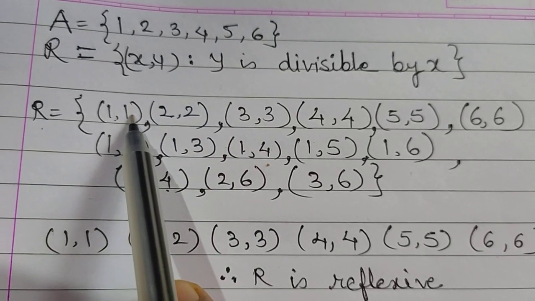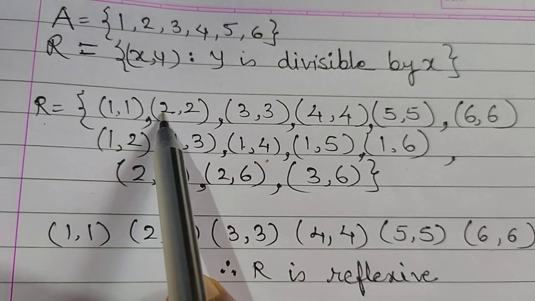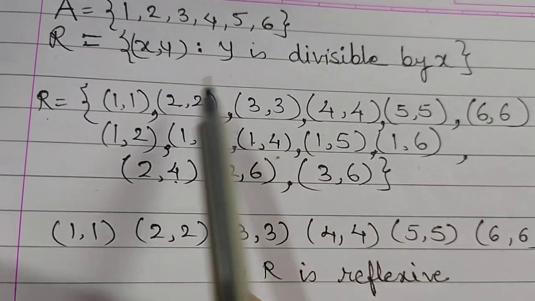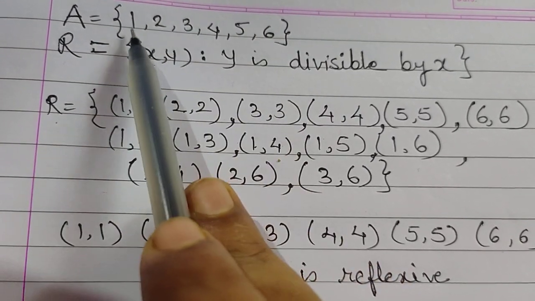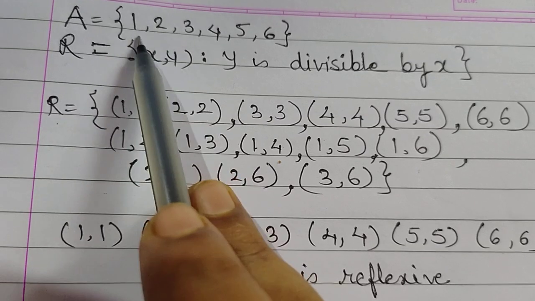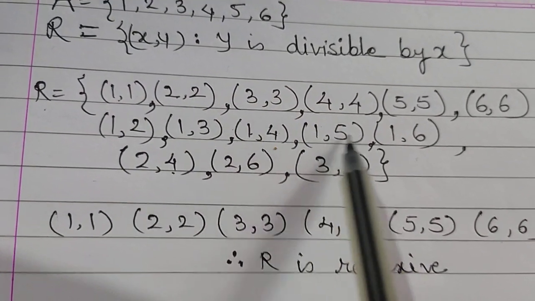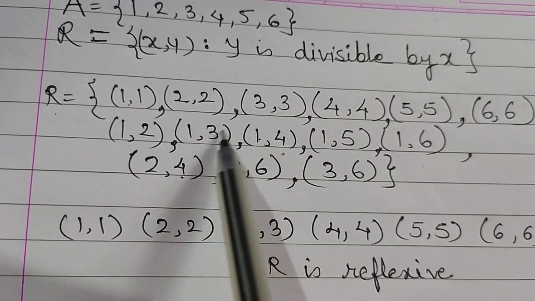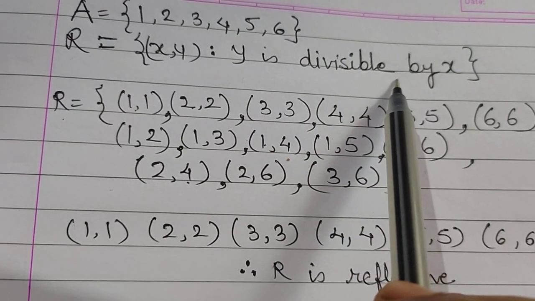So y is divisible by x, for example 2 is divisible by 2. In this way we can write these elements. Then every number is divisible by 1, so we can write the pairs (1, 2), (1, 3), (1, 4), (1, 5), (1, 6) also. These pairs also satisfy the condition that y is divisible by x.